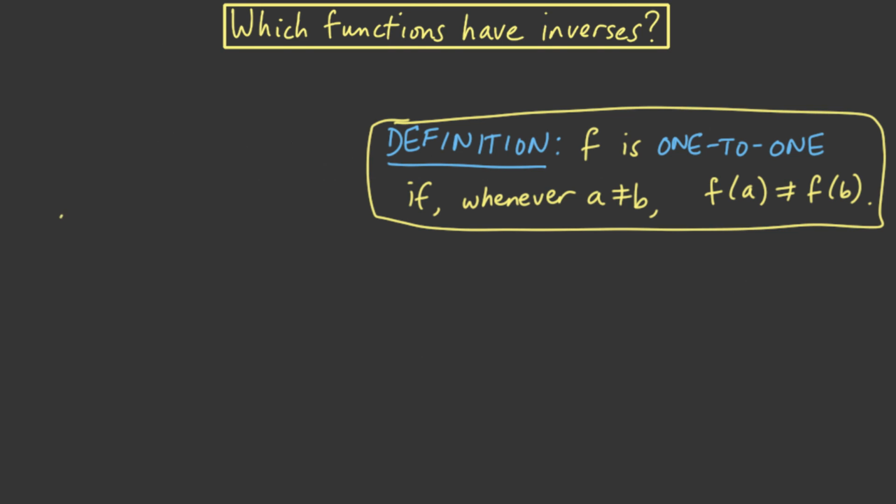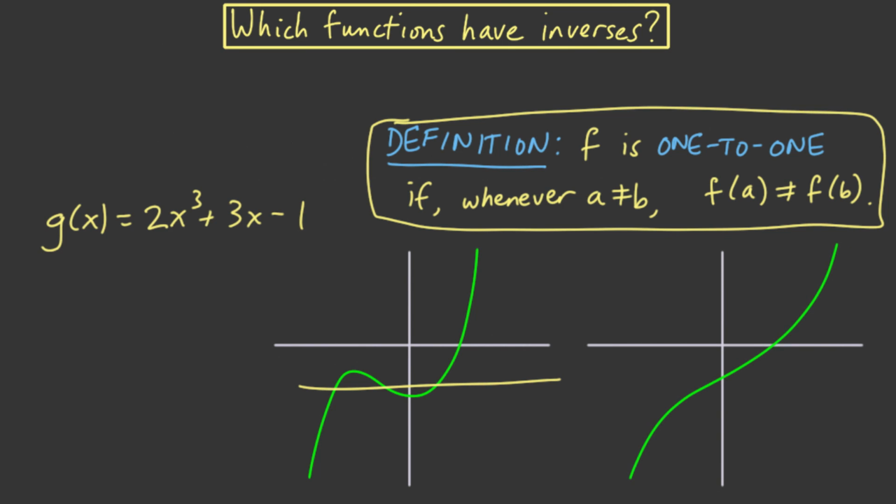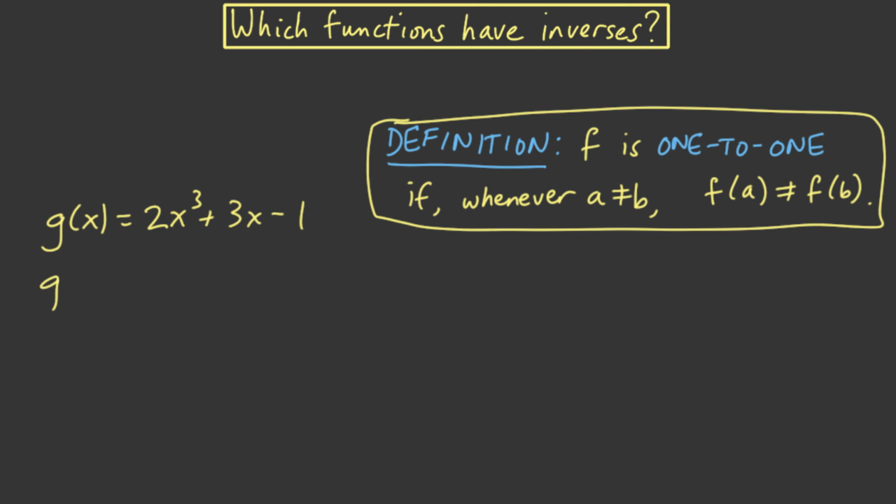For instance, take g of x equals 2x cubed plus 3x minus 1. This is a cubic, so its graph might look like this, and that's not 1-to-1. But some cubics look like this, and that is 1-to-1. How would we tell which one this is? Well, I don't want to set 2x cubed plus 3x minus 1 equal to y and solve for x. That's just really ugly. But let's look at g prime.